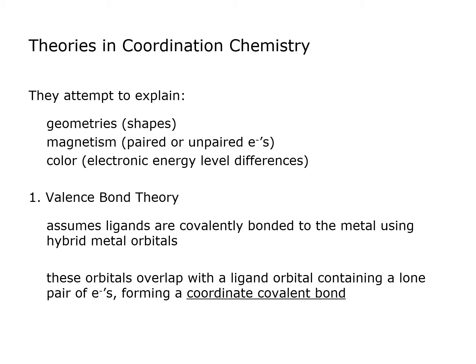That is, they aren't going to contain any electrons, but they're going to overlap with the ligand's orbital, which contains both electrons. That is, the ligand is donating two electrons to the formation of a bond. Because both electrons come from the ligand, as opposed to being a shared responsibility between the metal and the ligand, we refer to this covalent bond as a coordinate covalent bond. Hence, in case you're wondering, the name coordination chemistry.